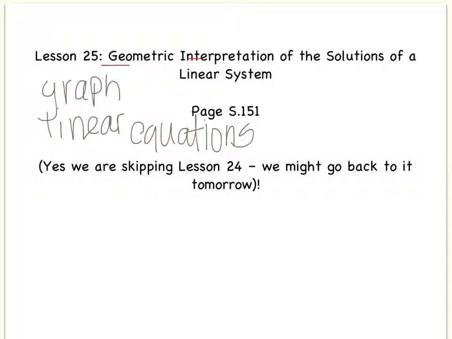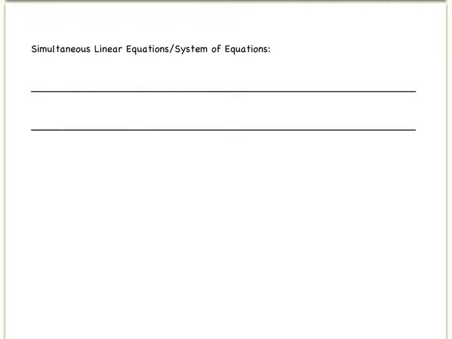Make sure in your binder you are on page 151. And yes, we are skipping lesson 24. We may go back to it tomorrow. We might not, but don't worry about it. So before we begin, just an important term that you need to know. Simultaneous linear equations or systems of linear equations is just when you have two linear equations together. That's linear equations.